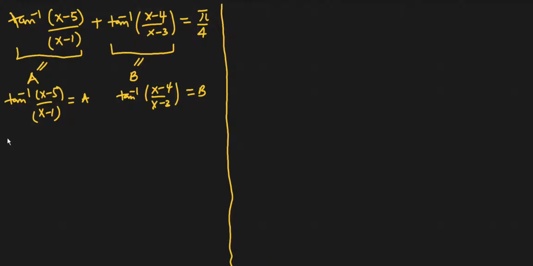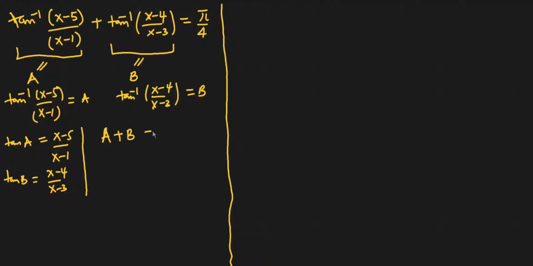And so from here, this means that tan of A is equal to x minus 5 over x minus 1, and then tan of B is equal to x minus 4 over x minus 3. So we have these two, which basically means that in our equation above, we have a situation like A plus B is equal to pi over 4. Recall this is in radians, and in angles pi over 4, if you recall, is equal to 45 degrees.